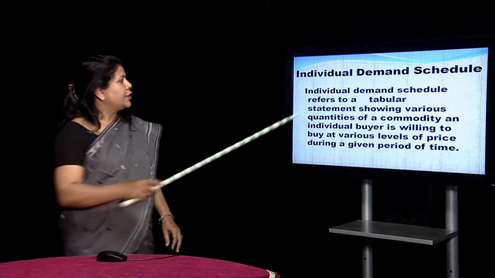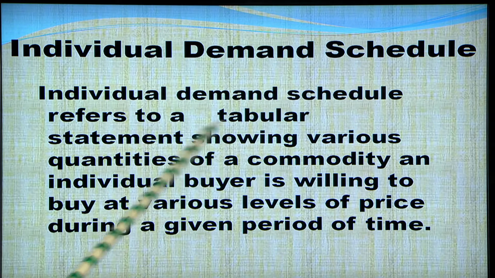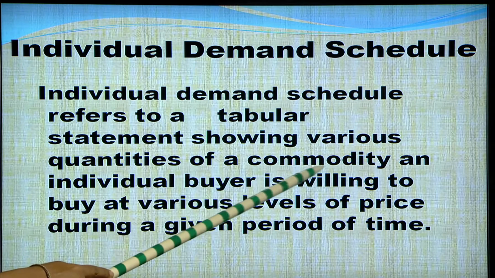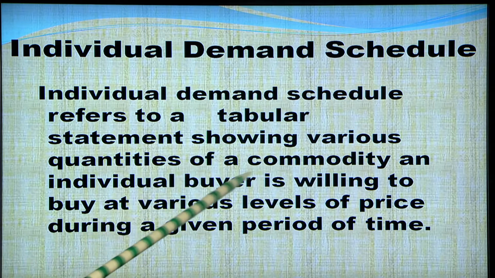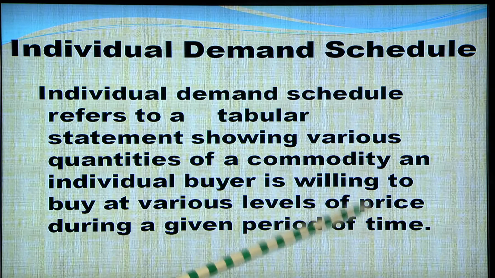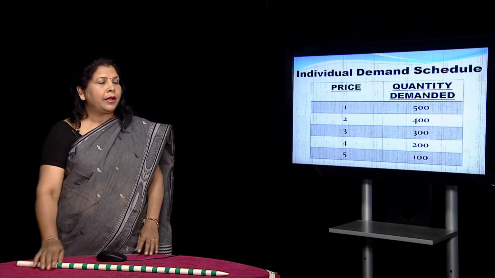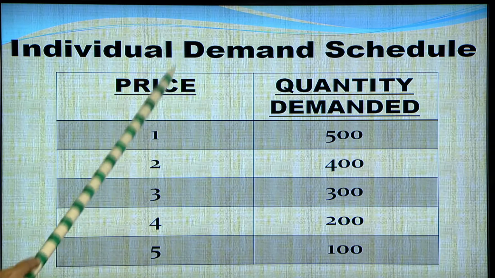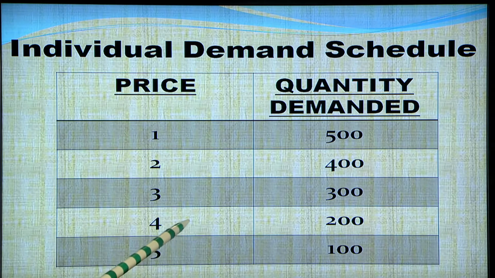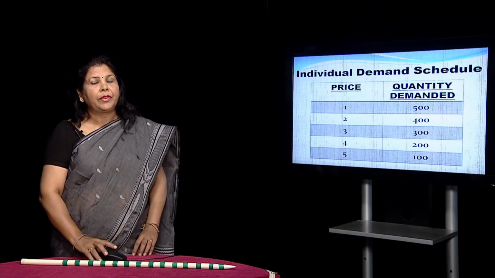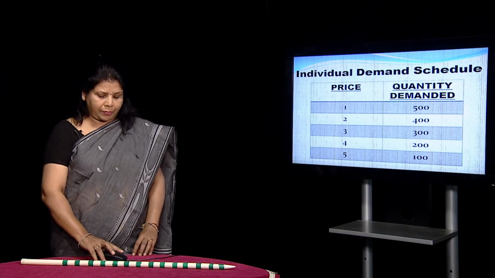The individual demand schedule refers to a tabular statement showing various quantities of a commodity an individual buyer is willing to buy at various levels of price during a given period of time. As shown here, this is an individual demand schedule. That is, in a tabular form, you have the price of the commodity per unit, and you have simultaneously the quantity demanded of that commodity.